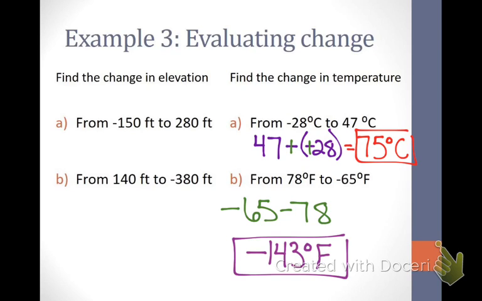Would anybody want to live in those types of climates where it's 78 degrees during the day and then the next morning it's negative 65? You think Florida weather is bad? That would be bad, right? To go like that extreme. Negative 65, you can't even go outside. 78 is borderline beach weather, right?